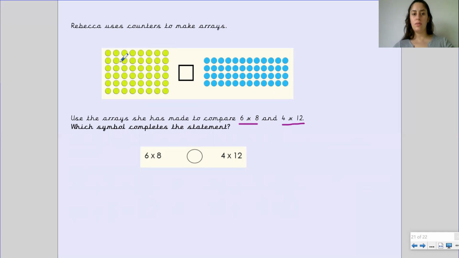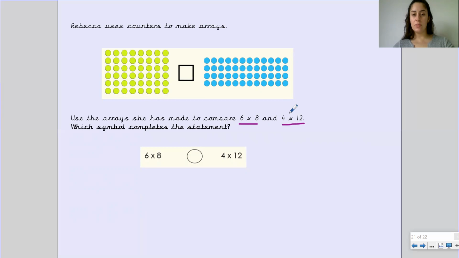1, 2, 3, 4, 5, 6. We do have 6 rows. And are there 8 in each row? 1, 2, 3, 4, 5, 6, 7, 8. We do, so it would have been easier to count in twos. 2, 4, 6, 8. So 6 times 8 represents this. And then 4 times 12. We have got 1, 2, 3, 4 rows. Let's check if we've got 12 in each row. Let's count in twos. 2, 4, 6, 8, 10, 12.